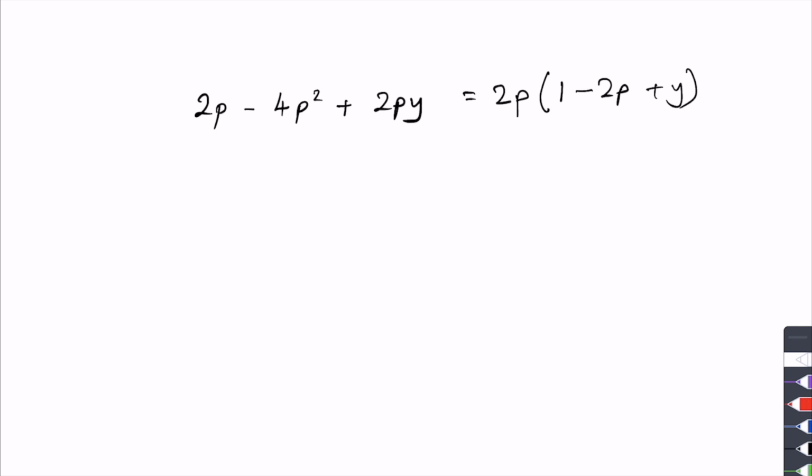And if I check that out, 2p times 1 does give me 2p. 2p times 2p gives me 4p squared, and 2p times y does indeed give me 2py. So there is a built-in check. Once you factorize, expand it back out again and see if you get back to the original expression that you started off with. And if you do, you know that you've done it correctly. So that was a simple introduction to factorizing expressions.